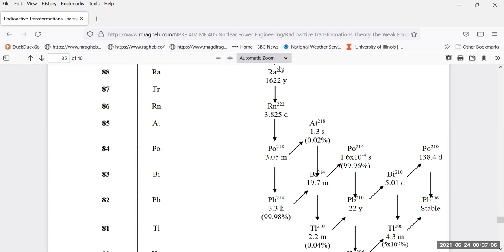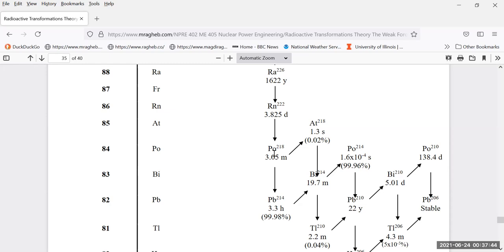Radium 226 is a solid, it's a metal, in fact. It decays through the emission of another alpha particle. The atomic number goes from 88 to 86, radon 222. And radon gas is a health hazard because it has a low boiling point. If you have any uranium or thorium available in your construction material or in your basement, that radon 222 is radioactive. It emits an alpha particle, but it decays very rapidly, within a 3.8 day half-life, into another isotope.